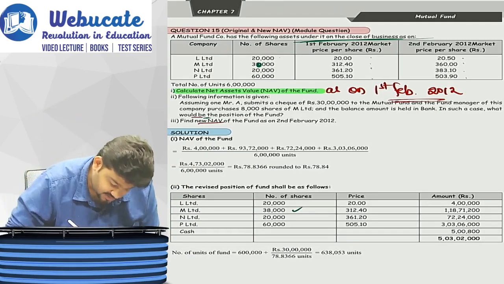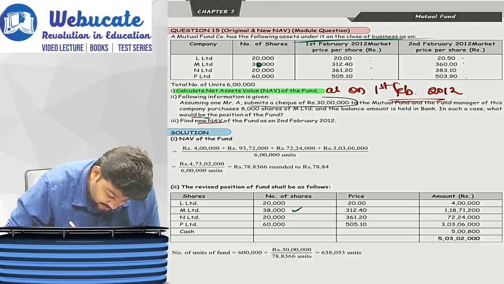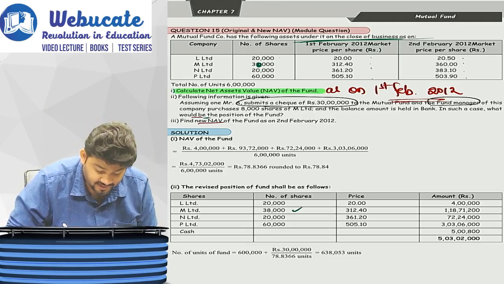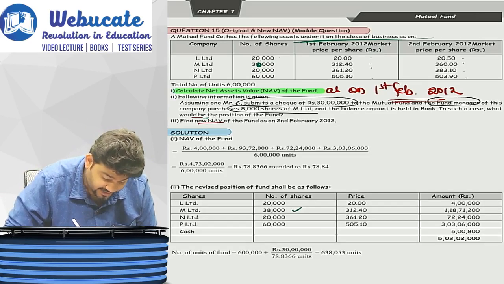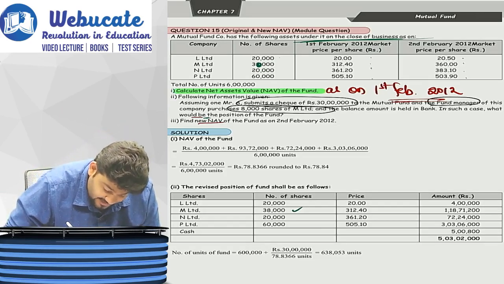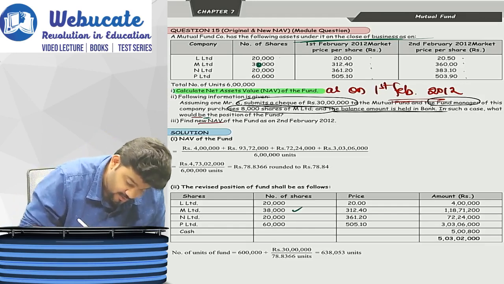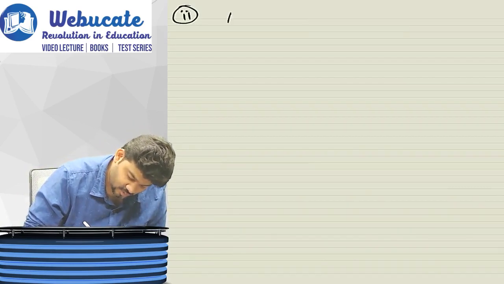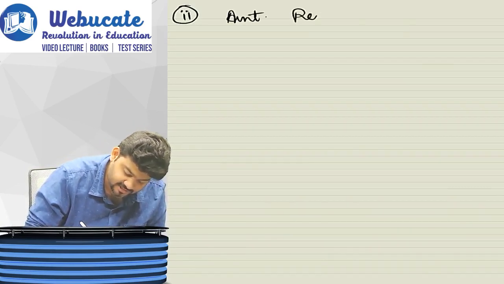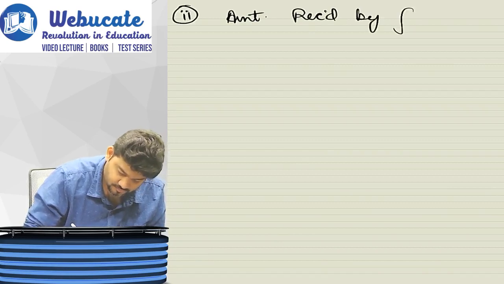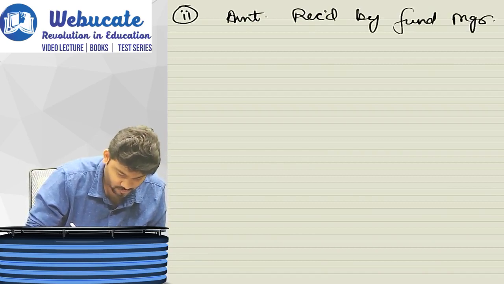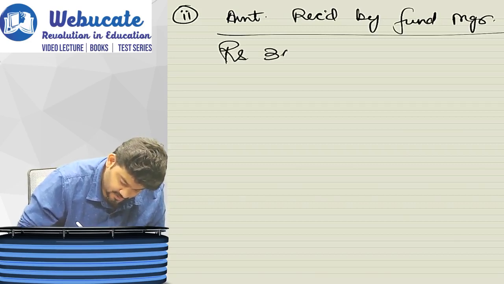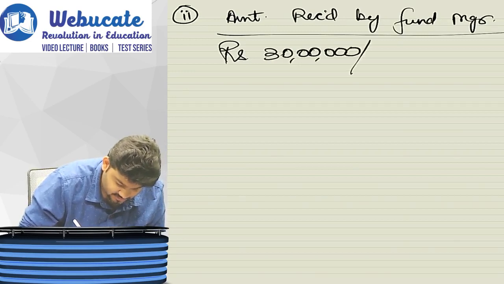From the following information, assuming Mr. A submits a check of rupees 30 lakh to the mutual fund, and the fund manager of this company purchases 8,000 shares of M Limited and the balance is held in bank. So now, second part, how much is the fund manager getting? Amount received by fund manager is how much? Can I say it is 30 lakhs?